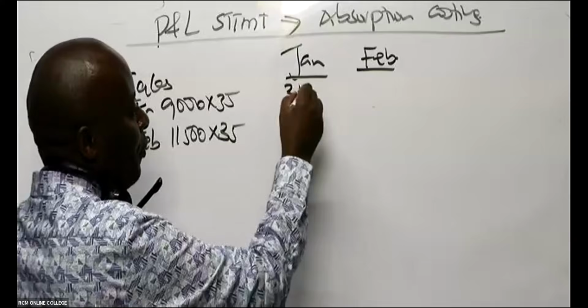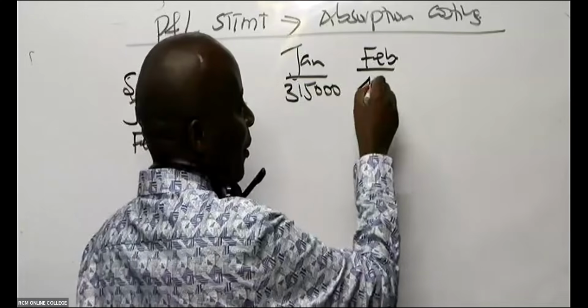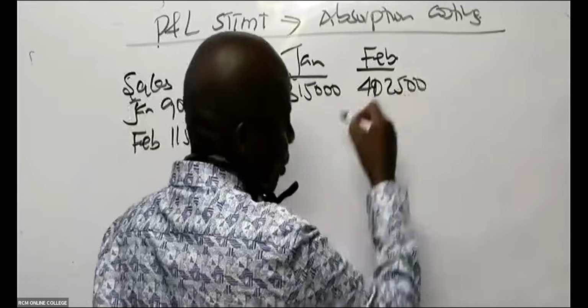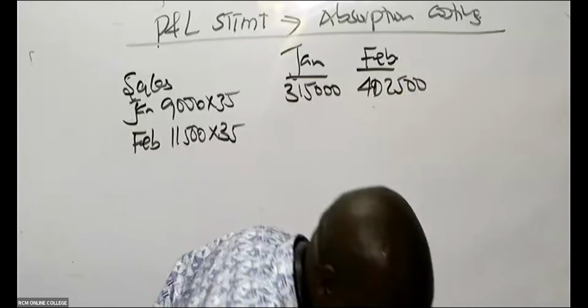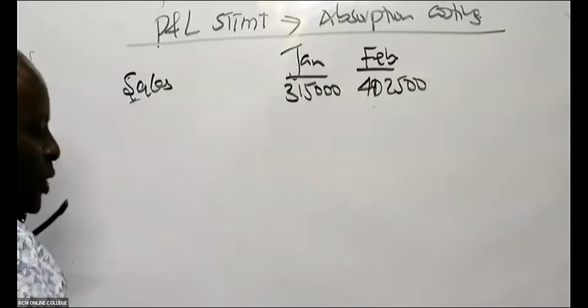The first one is 315,000. The second one? 412... 402,500. Thank you so much, Gadoni. As usual, Gadoni, you are very aggressive, which is very, very good.